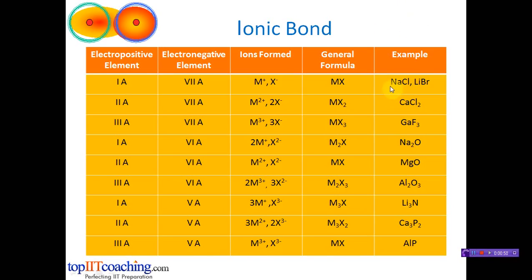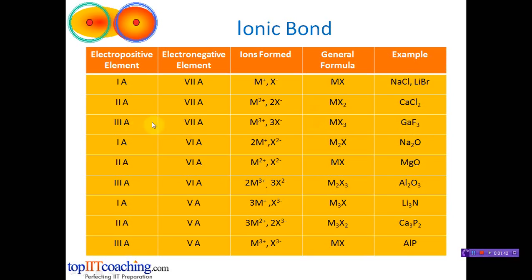Let's take the examples one by one. The first is NaCl. Sodium belongs to group 1A, so it will form the sodium plus ion, and chlorine belongs to group 7A, so it will form Cl minus, that is the chloride ion. Together they combine to form NaCl, that is sodium chloride. Similarly, the next example is CaCl2. Ca belongs to group 2A, so it will form Ca2 plus ions, and Cl, that is chlorine again, belongs to group 7A, so it will form the Cl minus ion. Together they will combine to form CaCl2, in which 1 calcium ion and 2 chloride ions are combined.